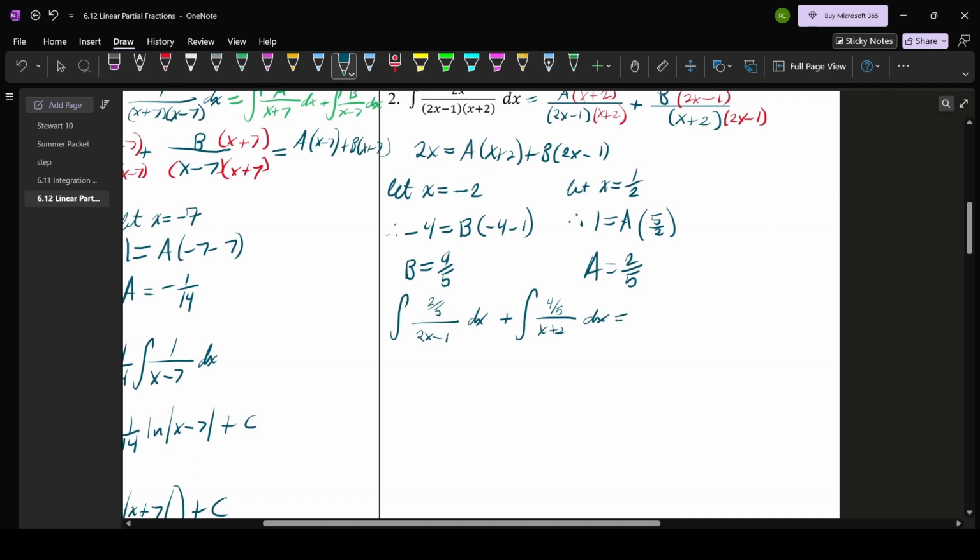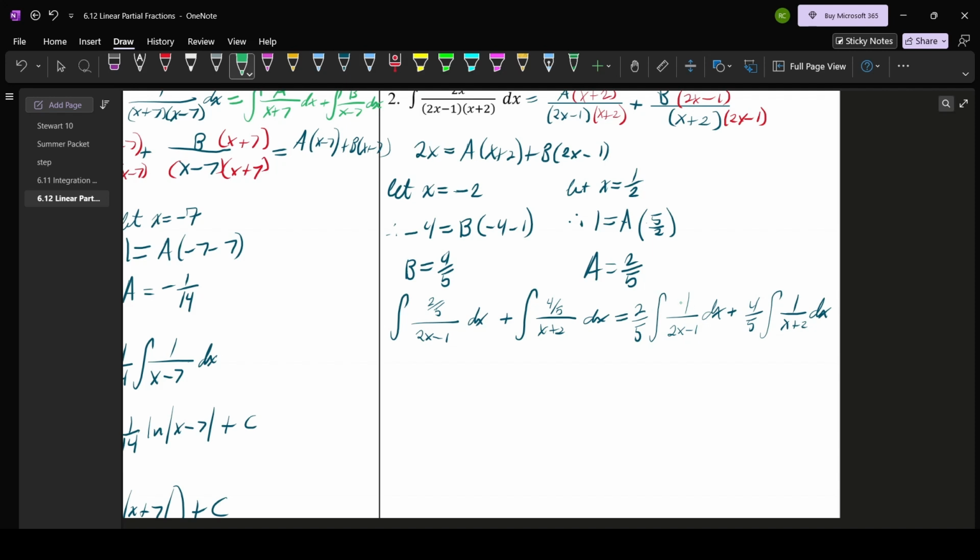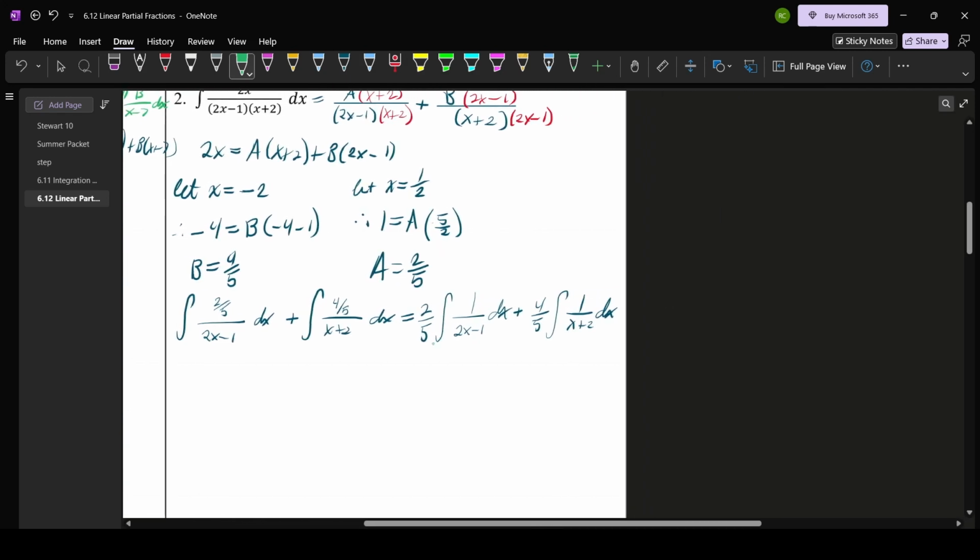So we can take the constants out, pull the 2/5 to the front, and the integral, I'll write it out, integral of 1 over 2x minus 1 dx plus 4/5 integral 1 over x plus 2 dx. Okay, I'll use this opportunity to remind you how to use a u substitution to solve this integral here in green. So I'll write it again.